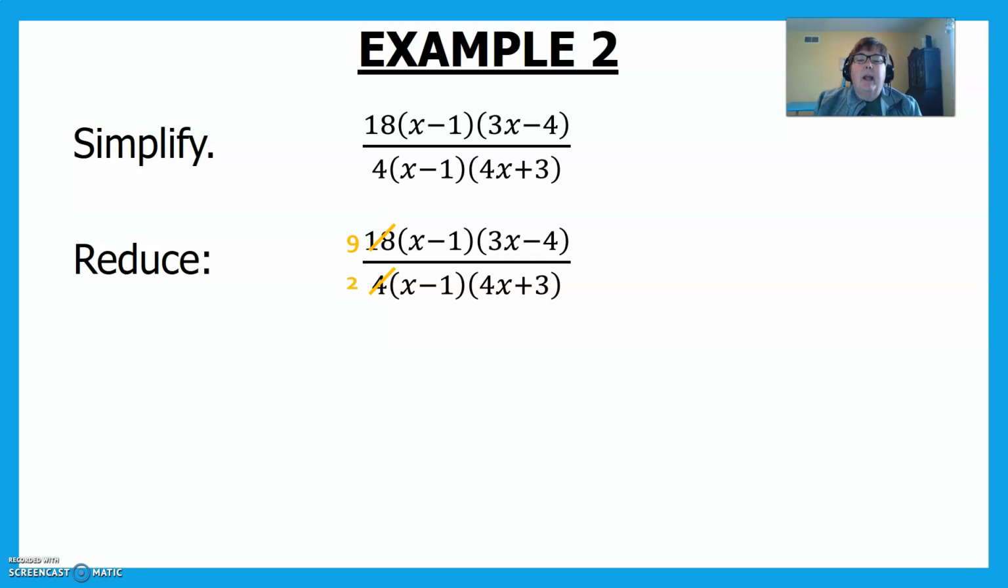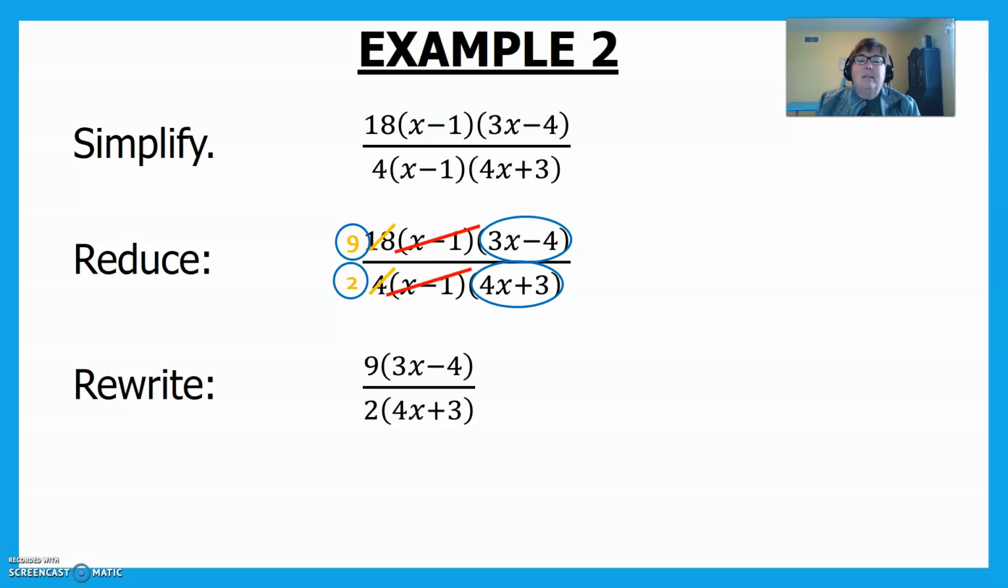And then I look at what I have factored, and I see there's an x minus 1 on top and an x minus 1 on bottom, so I can cancel those out. And then the last two things that are left, the 3x minus 4 and 4x plus 3, are not the same, so I can't cross those off. So I circle what's left: 9, 2, 3x minus 4, and 4x plus 3. And I now am ready to rewrite it. I put the things that are on top, and the things that are on bottom. So I get 9 times 3x minus 4, and 2 times 4x plus 3. And now that is all divided out and reduced to lowest terms.